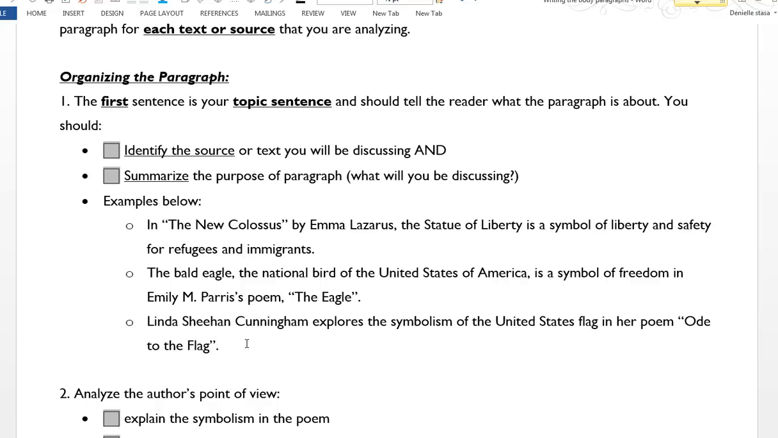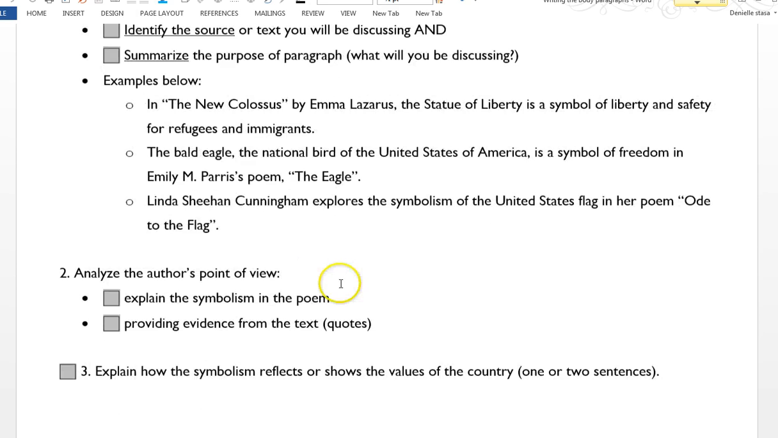You should write your own. You can't copy mine exactly, but you can use them as an example. You should try to do each paragraph differently. So change up the order, but all of these things should be included: the symbol, what it symbolizes, the author, and the title of the poem.